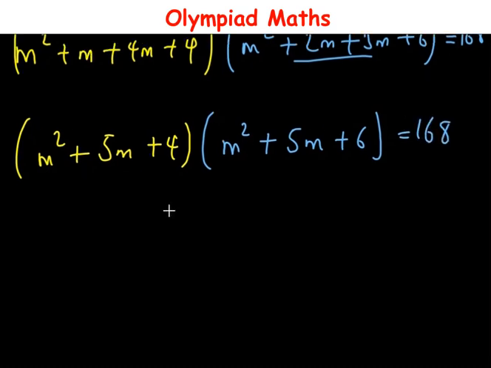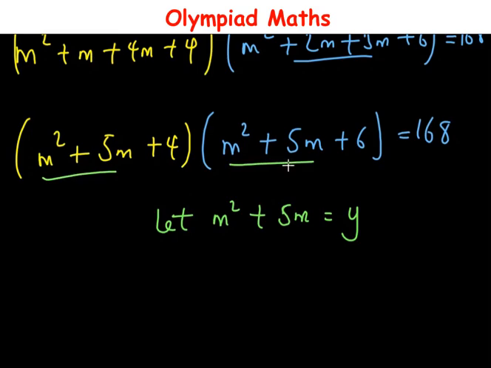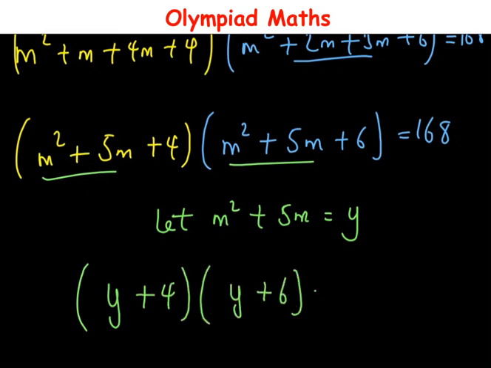Now, at this junction, we are going to say let m squared plus 5m equals y. Okay, so we have m squared plus 5m here. We have m squared plus 5m here. So this equation becomes, in brackets, y plus 4 multiplied by y plus 6, all is equal to 168.